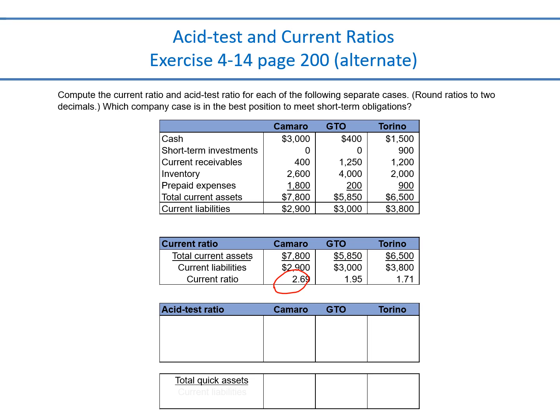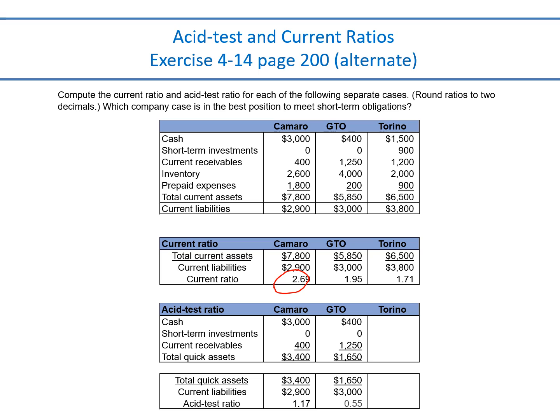And then the acid test ratio is quick assets. So it's the stuff that's readily convertible into cash. So cash itself, short-term investments, and current receivables. So pull all those down and add them up. Total quick assets for Camaro is 3,400 divided by 2,900. Acid test ratio of 1.17.